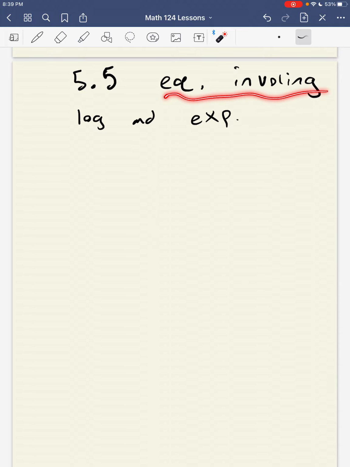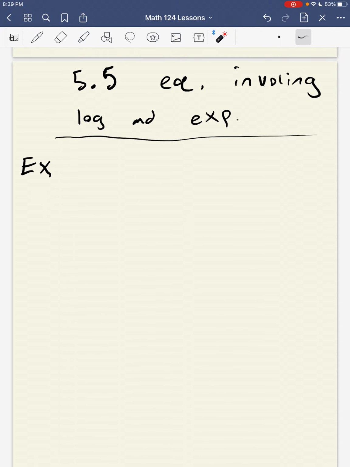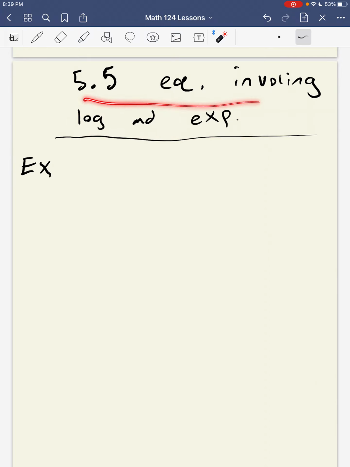Here we look at equations that involve logarithms and exponential functions. So we will just dive straight into examples here, because in the previous sections we learned about logarithmic functions and exponential functions. Now we just solve equations involving logs and exponents.